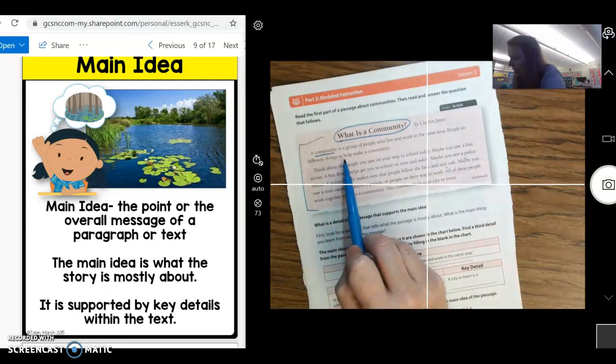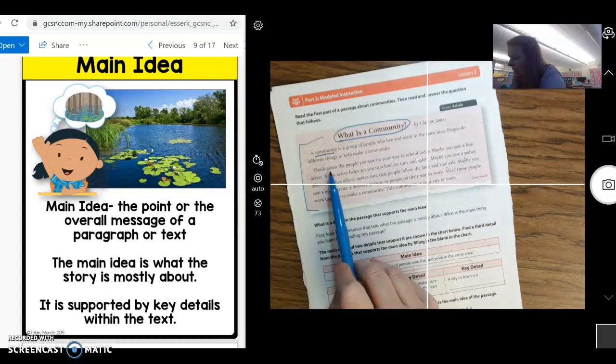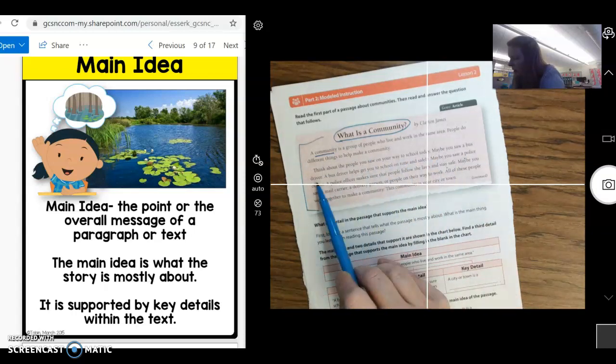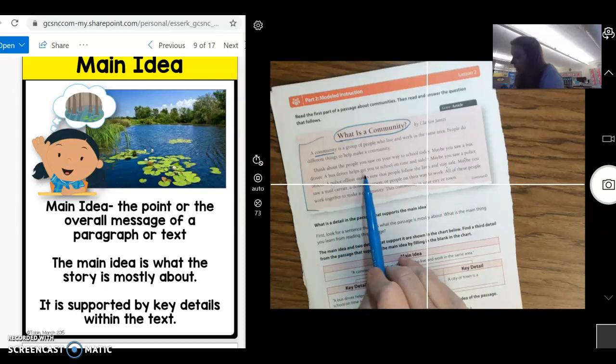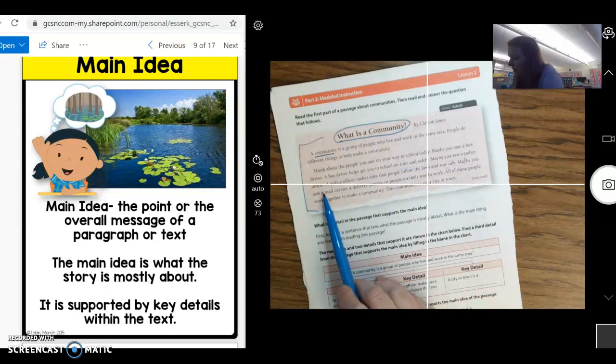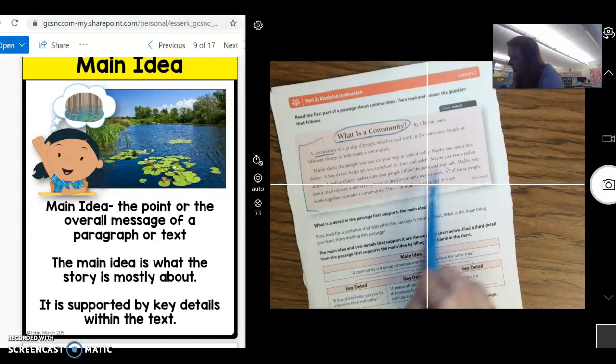People do different things to help make a community. Think about the people you saw on your way to school today. Maybe you saw a bus driver. A bus driver helps get you to school on time and safely. Maybe you saw a police officer. A police officer makes sure that people follow the laws and stay safe.